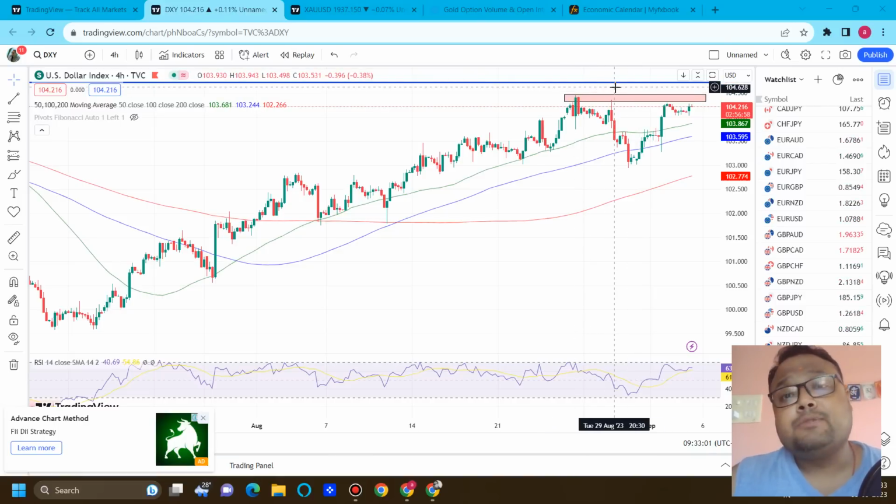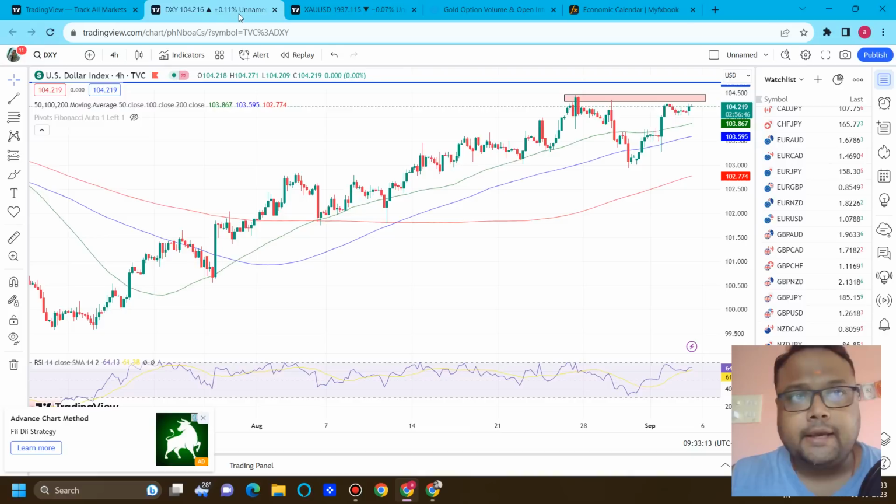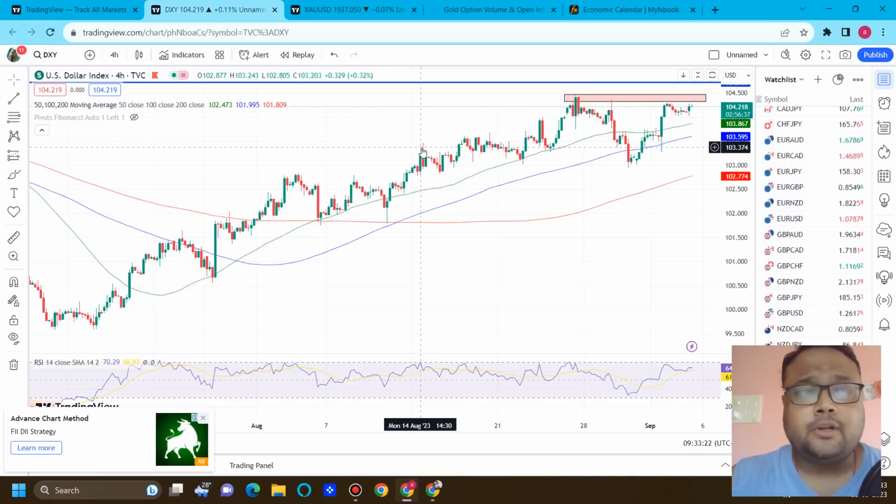In case DXY comes down, keep in mind this will be just a retracement. Trend reversal is a different chapter. We need the backing of fundamental factors and news, which we don't have right now. If you look at the economic calendar, you can see today we don't have any news, so we can expect that more or less the technicals will dominate the market. So this is all about DXY, not only in gold.